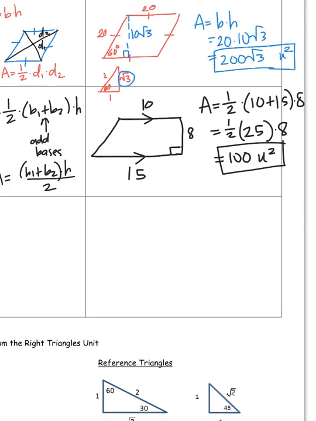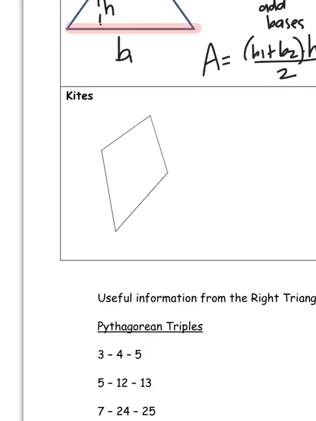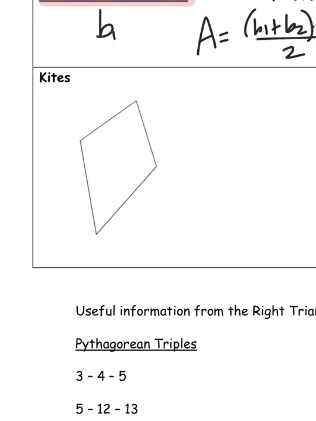Alright, last up is a kite. If we draw the diagonals, it's really nice because they make right angles all through the middle. The best thing about a kite is that if you forget the formula, you can just find the area of these triangles and add them up. But we're also going to learn the formula.